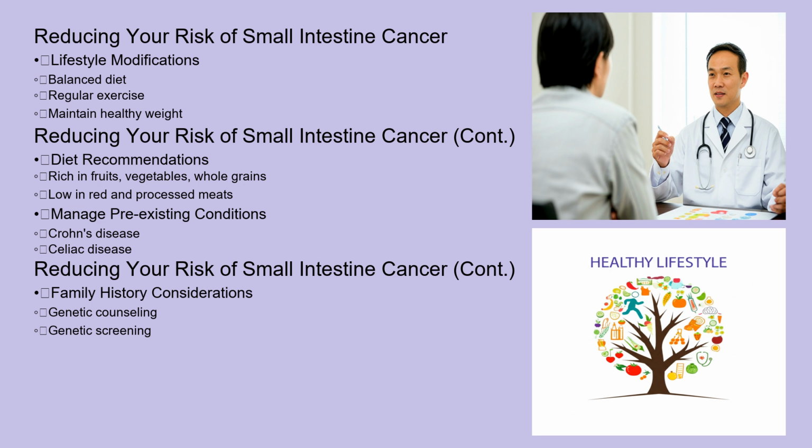While it's impossible to completely eliminate the risk of developing small intestine cancer, there are steps you can take to potentially reduce your risk. Maintaining a healthy lifestyle, including a balanced diet rich in fruits, vegetables, and whole grains and low in red and processed meats is recommended. Regular exercise and maintaining a healthy weight are also important. If you have pre-existing conditions, such as Crohn's disease or celiac disease, it's essential to manage them effectively under the guidance of a healthcare professional. If you have a family history of genetic syndromes associated with increased risk, genetic counseling and screening may be beneficial.